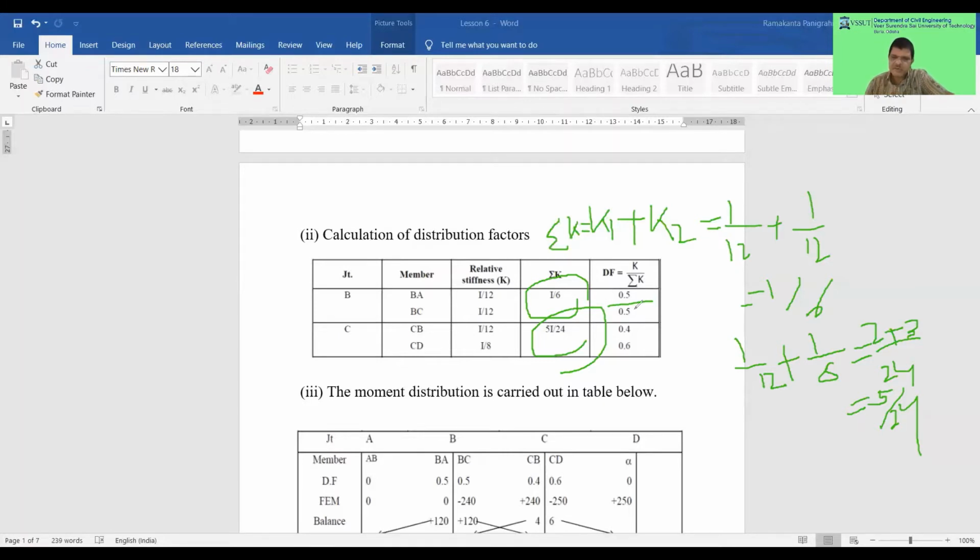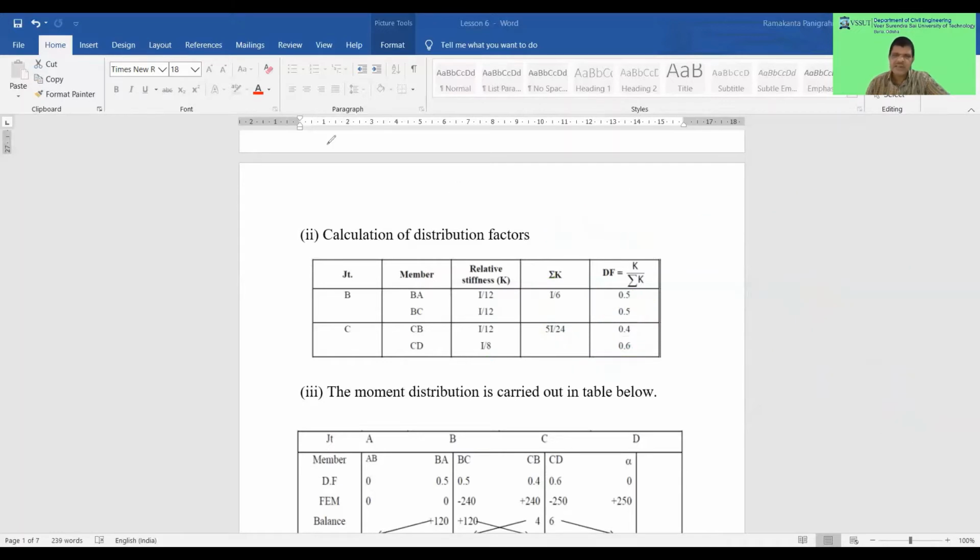Similarly, this also comes to 0.5, because we have also discussed that the summation of all distribution factors at the end of a joint is equal to 1. So 0.5 plus 0.5 is 1. And here, 1 by 12 by 5 by 24 will give 0.4, and similarly 1 by 8 by 5 by 24 will give 0.6. This is how we calculate the distribution factors for each joint.